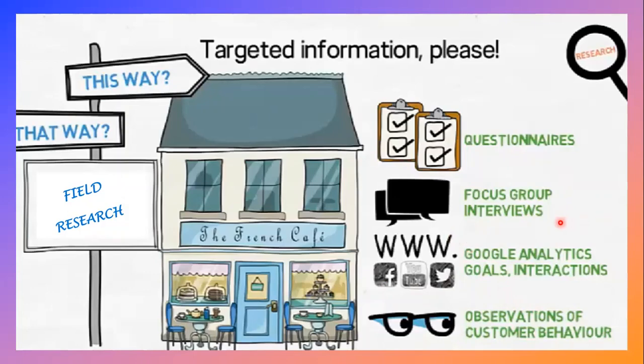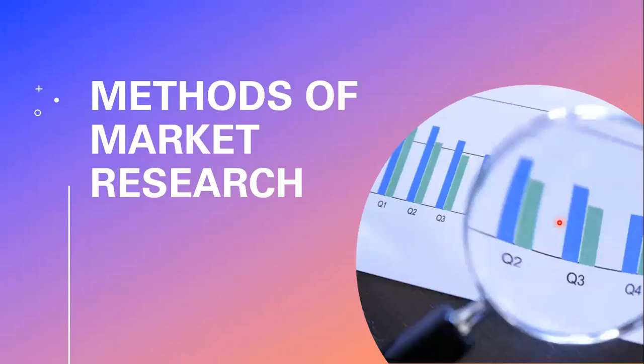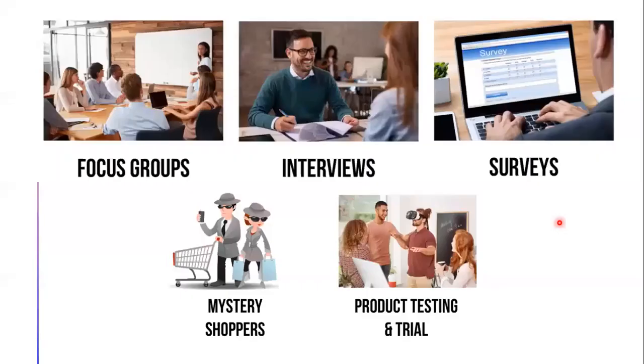Right now, I'm not going too deep into this because we're going to have a whole class about these examples, but I'm going to mention them. The most common methods of market research are, copy this, focus groups, this is a picture that represents focus groups, interviews, surveys, mystery shoppers, product testing and trial. I'm going to explain this next class, but basically these are the most common ones when you want to analyze a market.